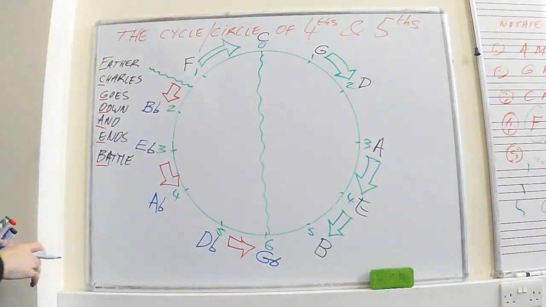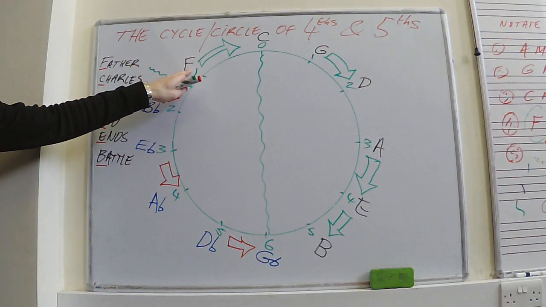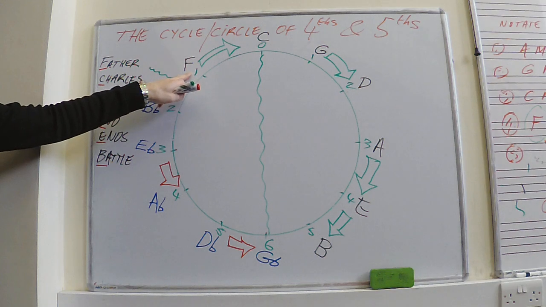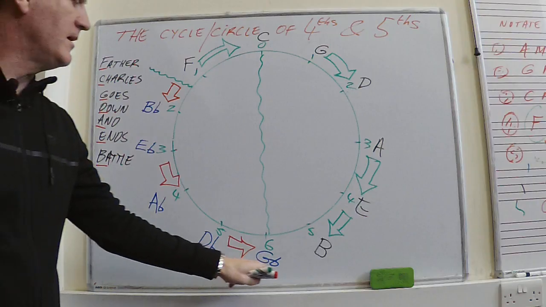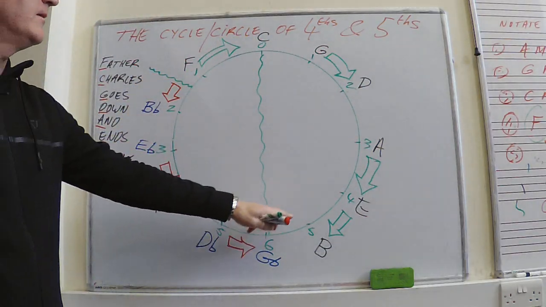One extremely important thing to realize is, even though this F is on the left hand side of the clock, it is not F flat. It's the key of F major. All of these letters that appear, including the flats, these are all keys.